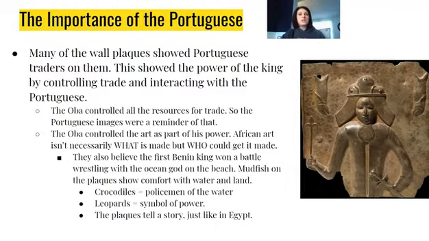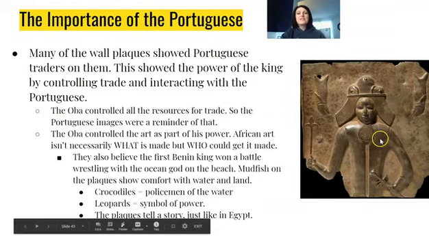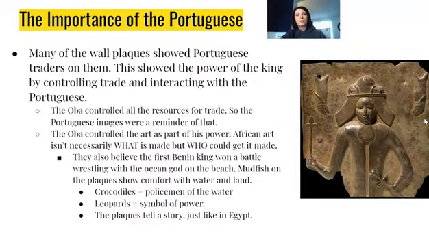But in addition to this, the Oba controlled the art as part of his power, as far as what could be done, what could be shown, who could have artwork like this, who could create artwork for the king. And I think this is really funny that they've got here. I just found this recently that on the side here is mudfish, because mudfish can actually come out of the water and breathe on land. So you've got an animal that's comfortable with land and water. And that was kind of representative to the Portuguese because they came on water and then they were comfortable on the land as well.